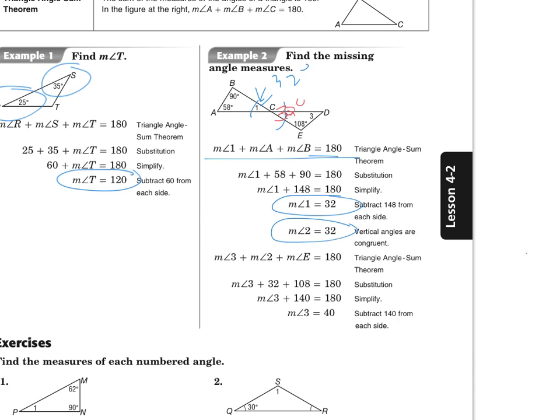Now for triangle CDE, we know two of the angles. We know the measure of angle 2 and what the measure of angle E is, and that will allow us to find angle 3. So you substitute 32 in for angle 2, substitute 108 in for angle E, and solve for angle 3, which should be 40 degrees.